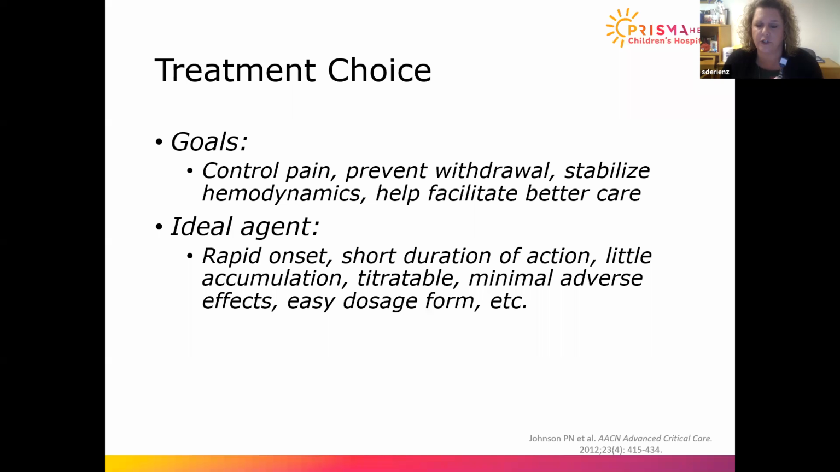And then also just choosing your ideal agent. So if we're looking at just short-term pain management, we want something that's going to have a rapid onset, a shorter duration of action, that has little accumulation, something that can be easily titratable, have minimal side effects, and have easy dosage forms. So again, not thinking in terms of critical care or PICU or NICU type pain management. But this is something that you're going to treat for just a short period of time, and then either the pain's going to completely go away, or you have someone who has a chronic pain issue, and you're just going to get that acute process under control for them to be able to go home and manage it on their own.